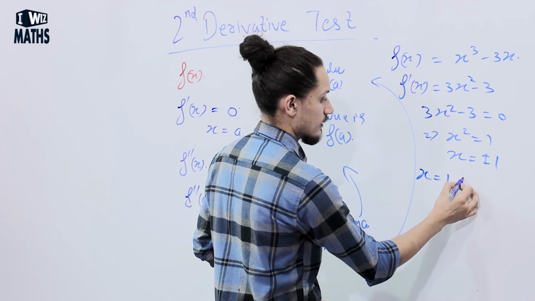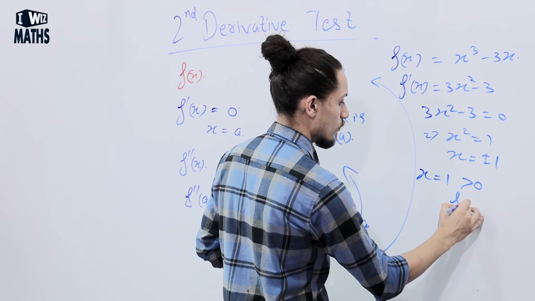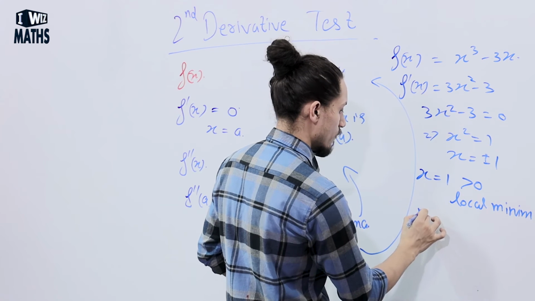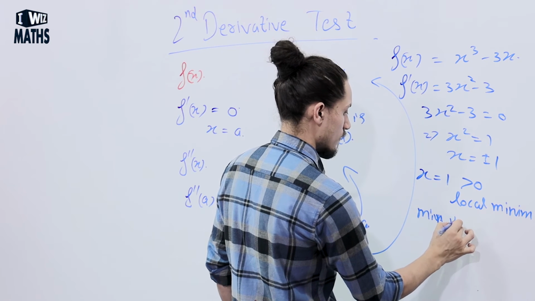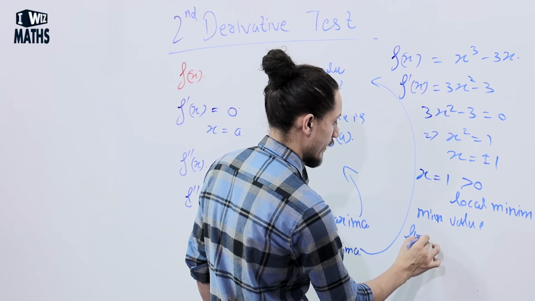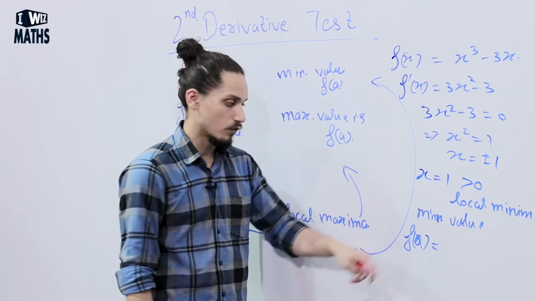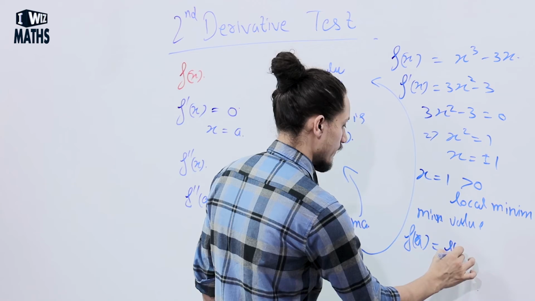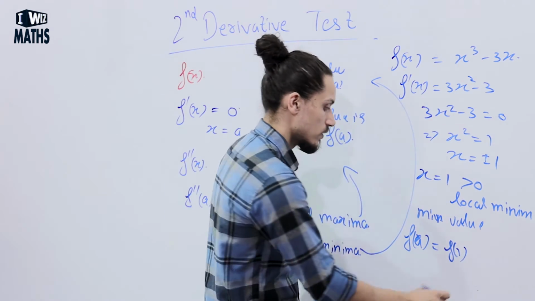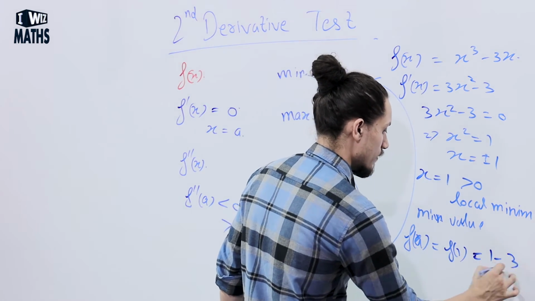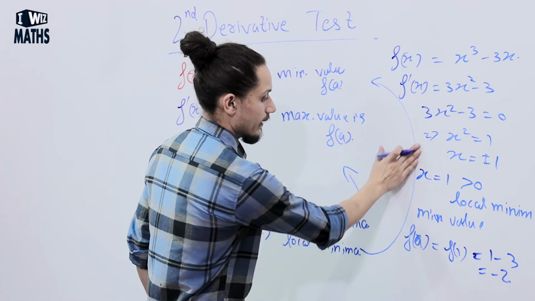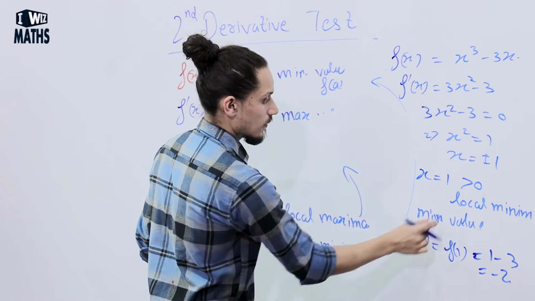x is equal to 1, for which f double dash is greater than 0. So this is point of local minima, and the minimum value will be given by f of a. A means f of 1. So f of 1 in this case is 1 cube minus 3 into 1. So 1 minus 3 which is equal to minus 2. So the minimum value is minus 2.